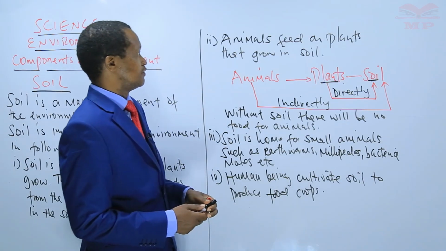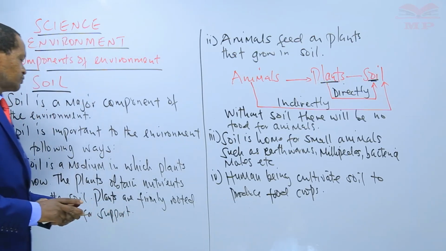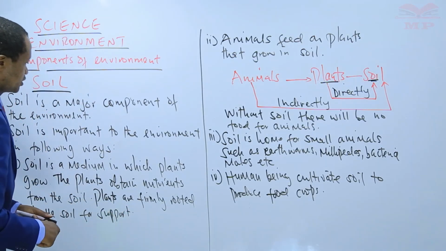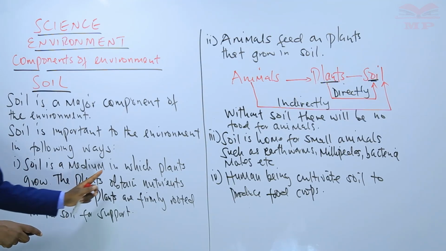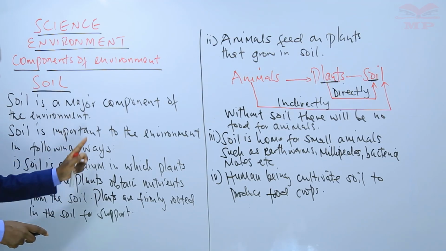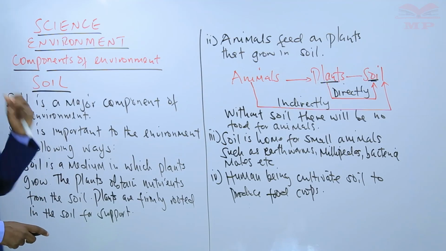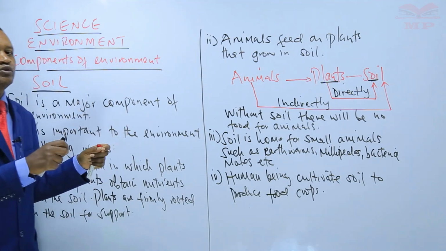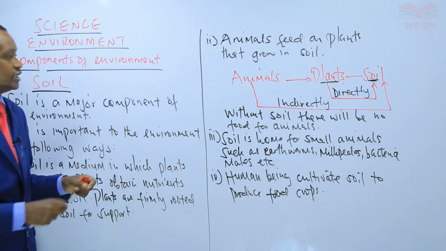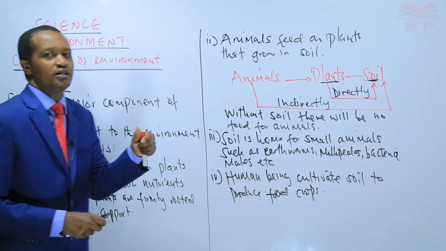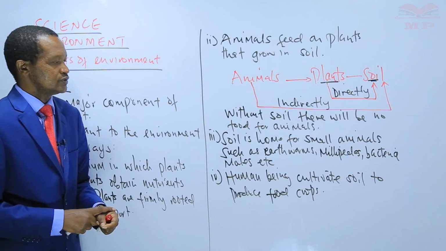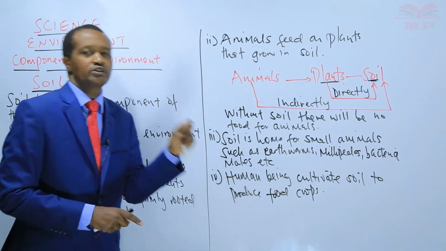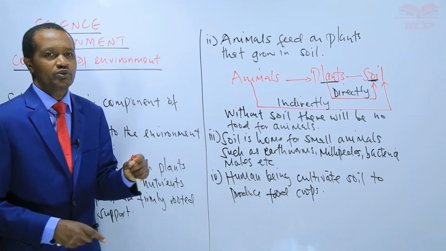So, learners, these are four ways in which soil is important or useful to the environment. Point number one, soil is a medium in which plants grow. Plants obtain nutrients from the soil. Plants are also firmly rooted in the soil for support. Then point number two, animals feed on plants that grow in soil. Without soil, there will be no food for animals. Point number three, soil is home for small animals like earthworms, millipedes, moles, squirrels, bacteria, and so on.